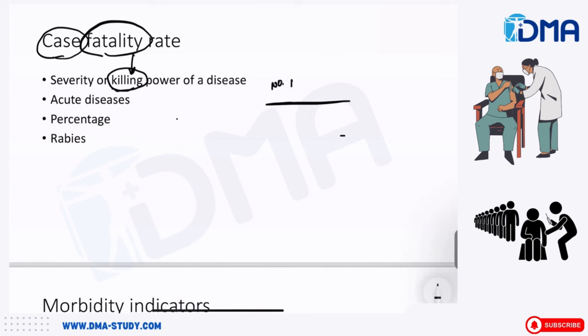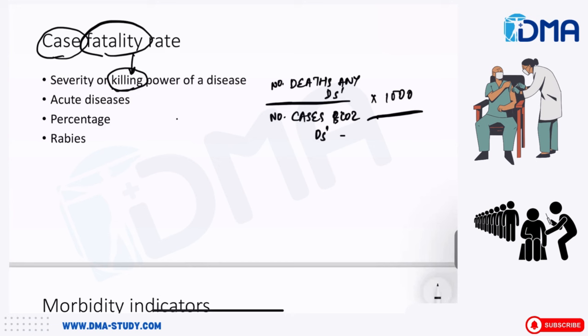Number of deaths because of a particular disease, any disease, divided by number of cases because of the same disease, into 100,000. This is case fatality rate.